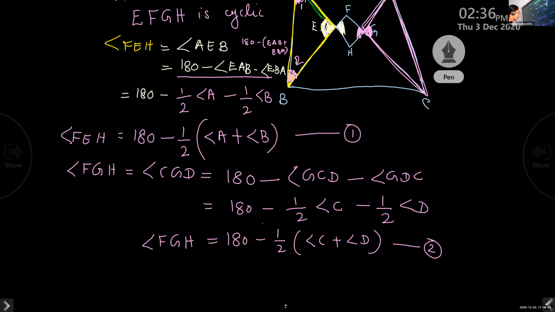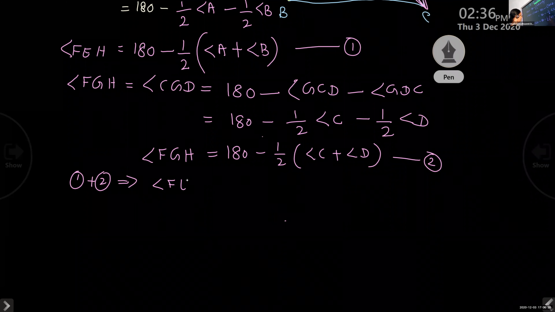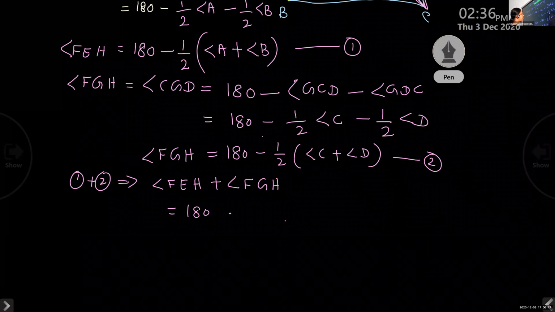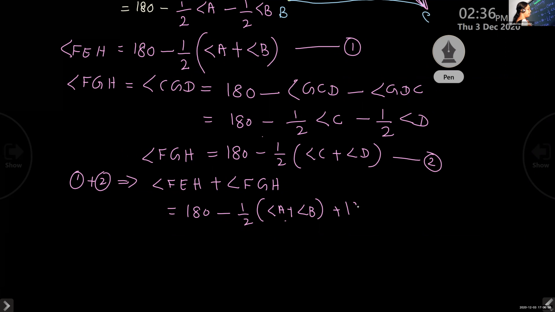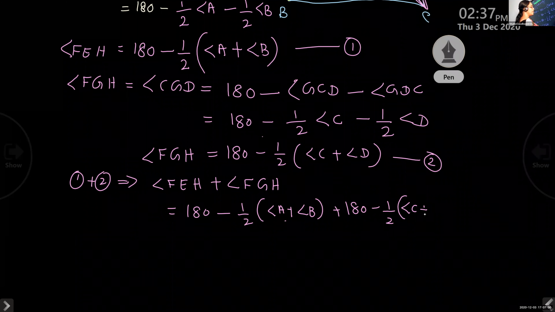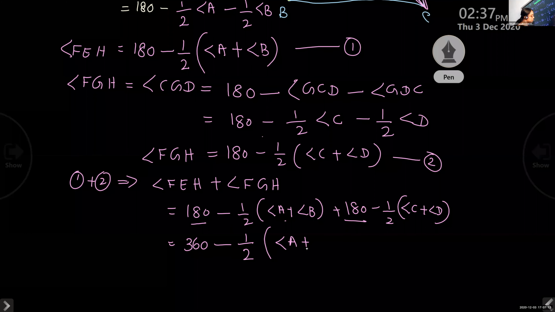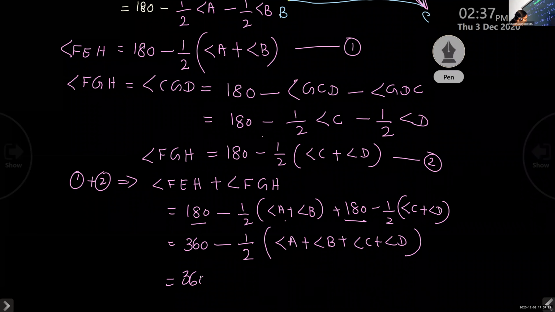Okay, children, now we have to add equation number 1 and equation number 2. When you add the left side, you will get angle FEH plus angle FGH, equal to 180 minus half of angle A plus angle B plus 180 minus half of angle C plus angle D. Then when you add 180 plus 180, you will get 360 minus, when you take half outside, angle A plus angle B plus angle C plus angle D.